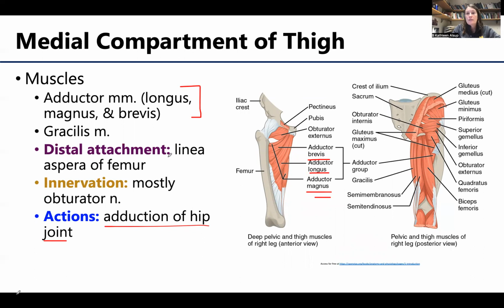You'll also have a muscle that's going to skirt along the most medial aspect of the medial compartment, and this is the gracilis muscle. It is not a particularly powerful muscle, but it is considered part of this group. And most of these muscles will have a distal attachment on that linea aspera that we talked about, which is going to be on the posterior side of the body of the femur.